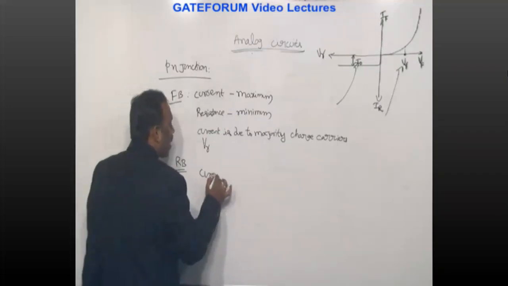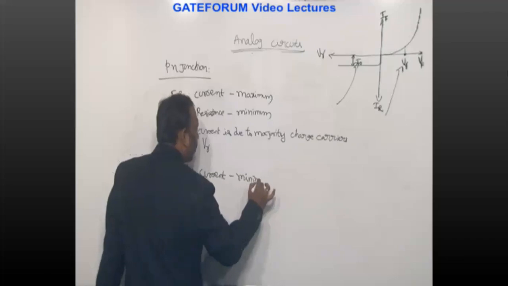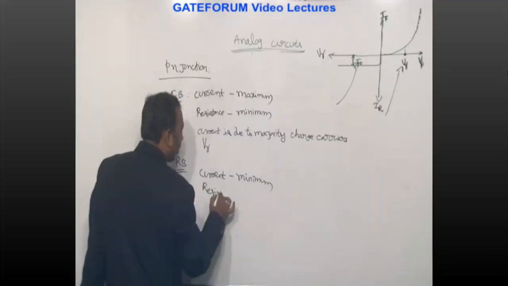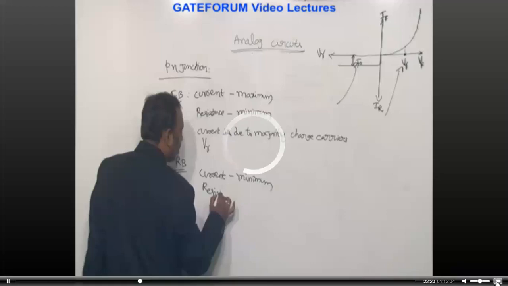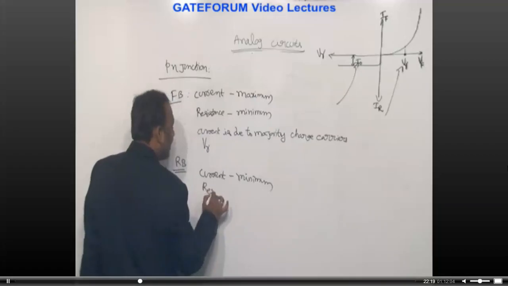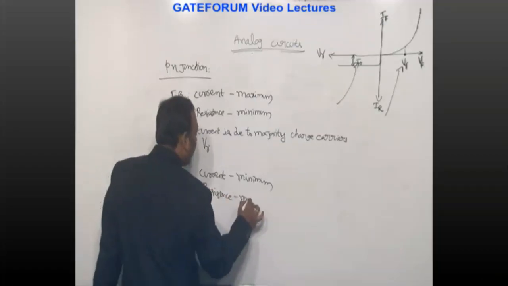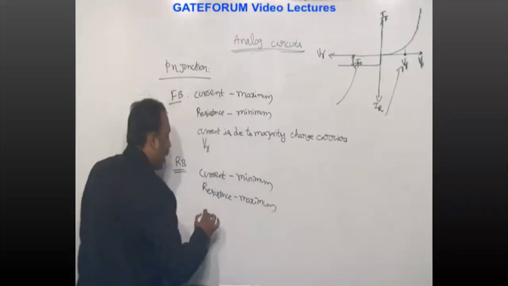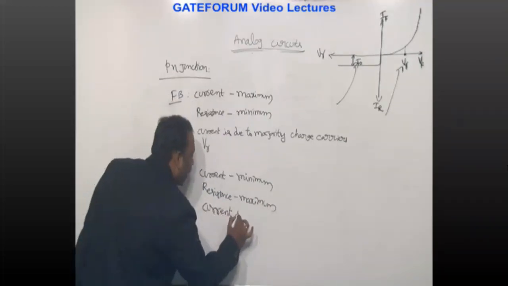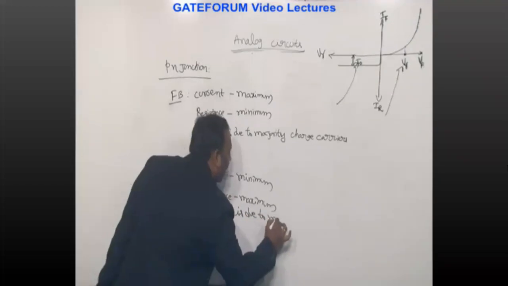Coming to reverse bias condition, current is minimum, resistance is maximum. Current is due to minority charge carriers.